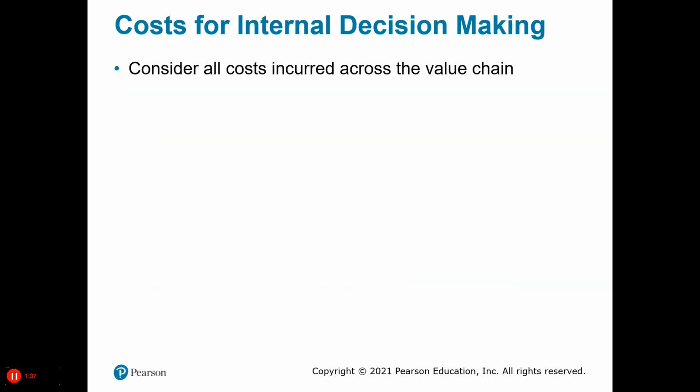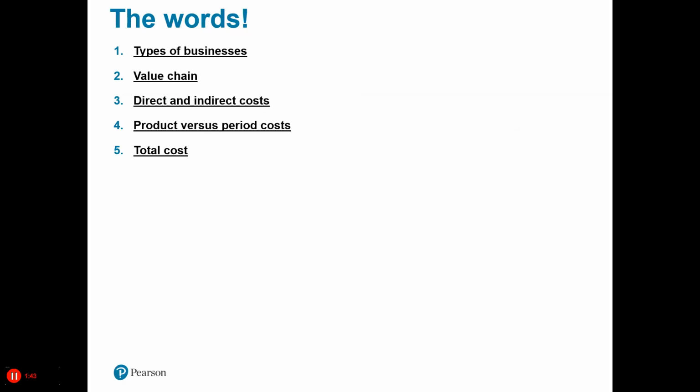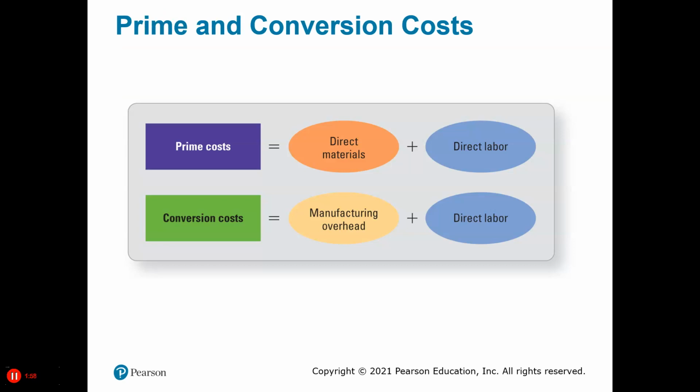So the other thing is we must consider all costs across the value chain to see if we made a profit. Now let's take a look at prime versus conversion costs and controllable versus uncontrollable. Remember, we are talking about the same costs, we're just putting them in different categories. A lot of times we'll talk about prime costs. Prime costs are any costs that you can directly tie to the product: direct materials, direct labor. Conversion costs are any costs that are added to WIP that allow you to turn it into a product, which would be manufacturing overhead and direct labor.